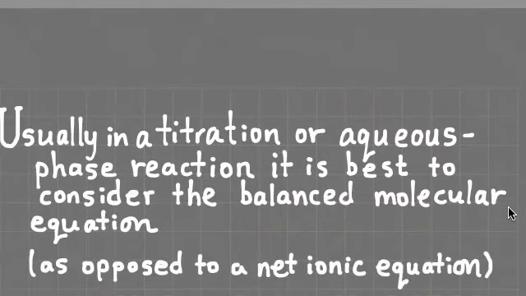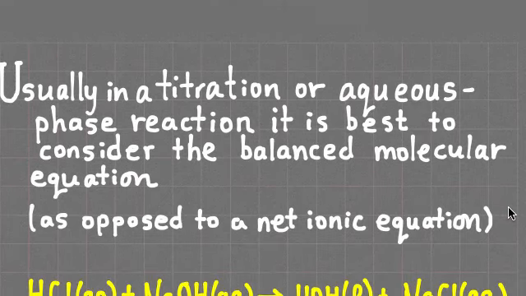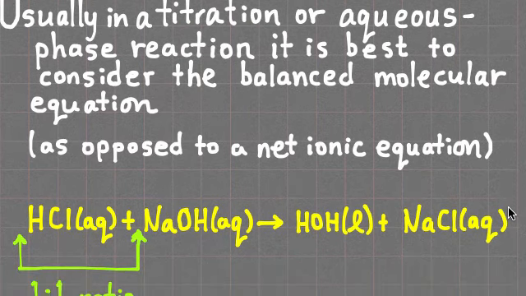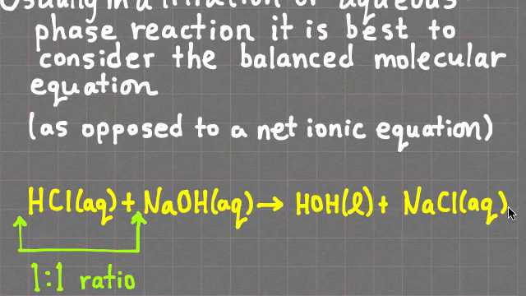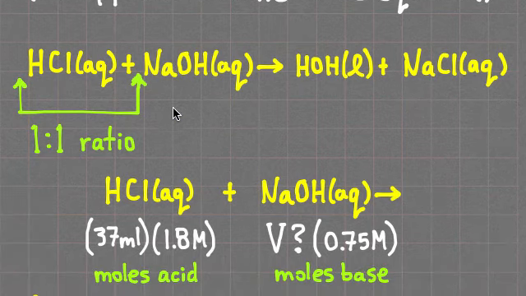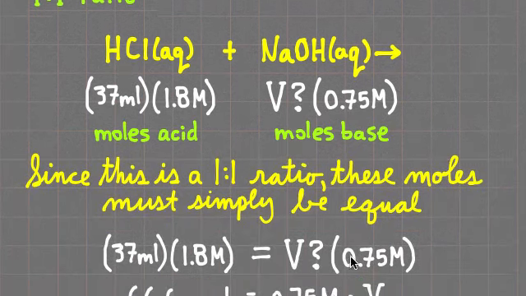Oh yeah, so usually in a titration, it's best to consider the molecular equation, a balanced this-reacts-with-this kind of thing. I'm not going to introduce net ionic equations right now, but I will later. So if I had 1 mole of acid reacting with 1 mole of base, it's a 1-to-1 ratio, which is pretty nice. That means 1 mole of this reacts with 1 mole of this. If I knew that 37 milliliters of 1.8 molar HCl reacted with 0.75 molar base, but didn't know this volume, it's real simple. Whatever the moles are here needs to be equal to the moles here. So I write an equal sign in between.